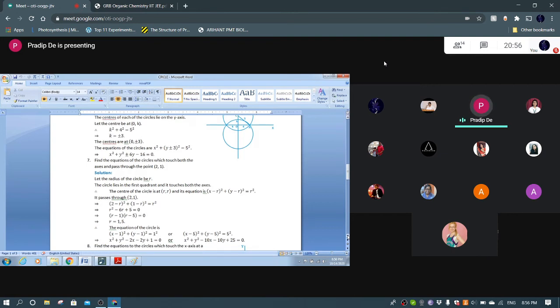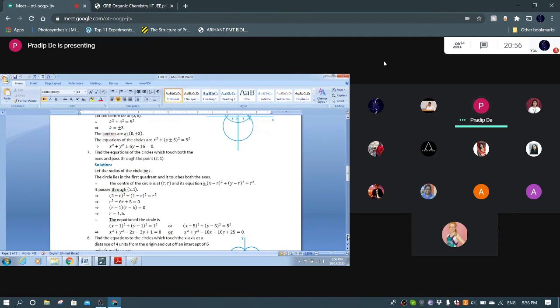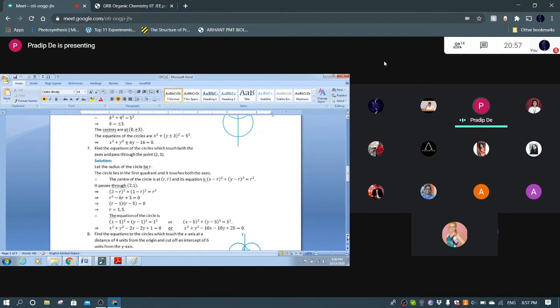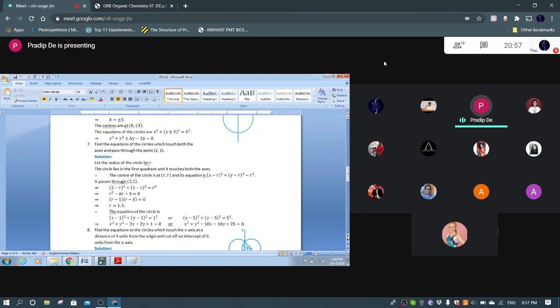Little time is left, so just the next sum. Just give it a thought. Find the equations to the circles which touch the x-axis at a distance of 4 units from the origin and cut off an intercept of 6 units from the y-axis.